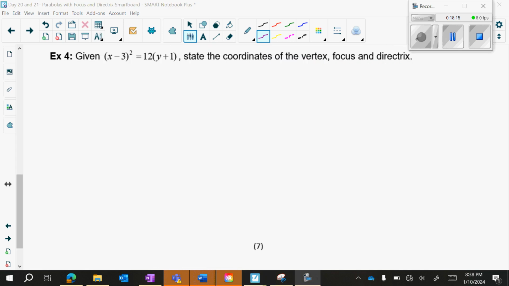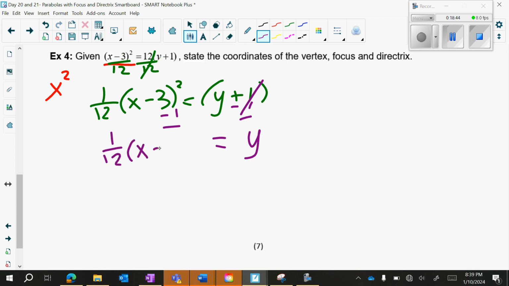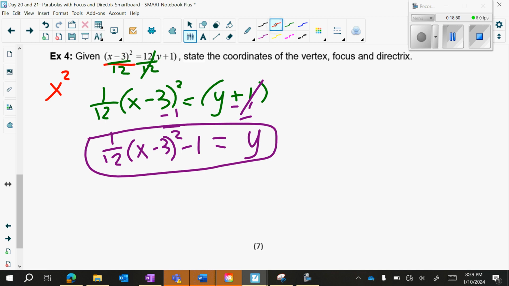Okay, let's do one more together. To do this one, you see again it's not in y equals form. X is squared, so you want to put it in y equals form. The first thing I would do is divide by 12. So you're going to get 1/12 (x minus 3) squared equals y plus 1. And then subtract 1 to get y by itself. So we get 1/12 (x minus 3) squared minus 1. That's vertex form. The vertex is going to be (3, -1), because it's going to go right 3, down 1.